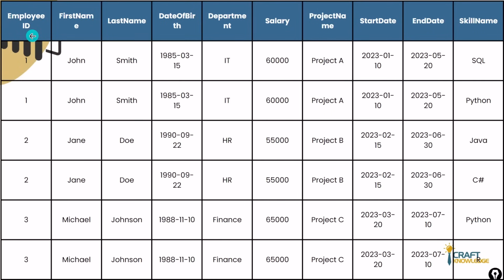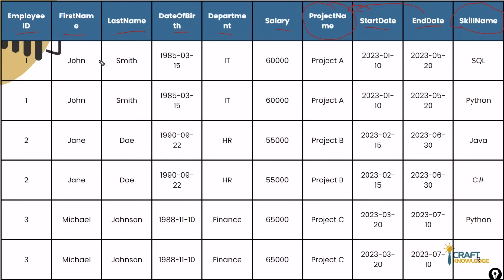If we have a look at the column names, we can see we have employee ID over here, we have first name, last name, date of birth, department, salary, project name. Okay, so I'll circle it. Then start date, end date of the project, obviously. So these start date and end date are related to project name, right? And then we also have a skill name as well.